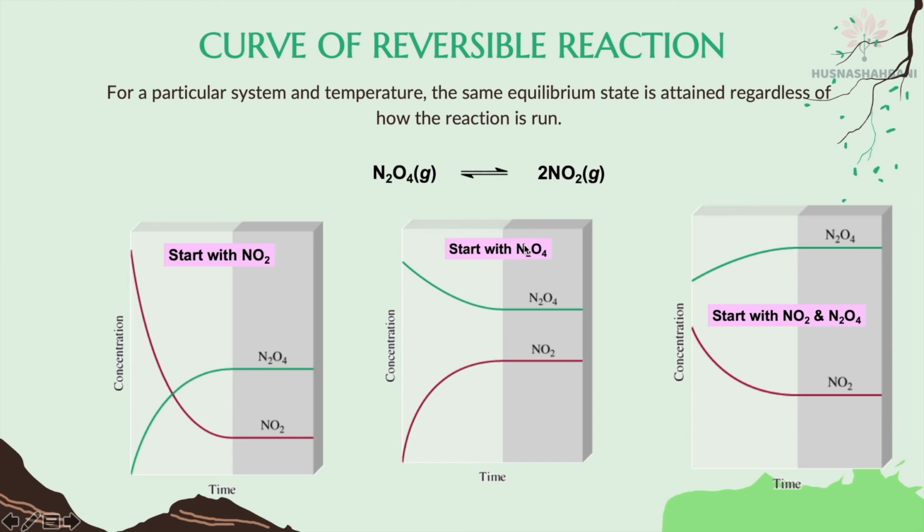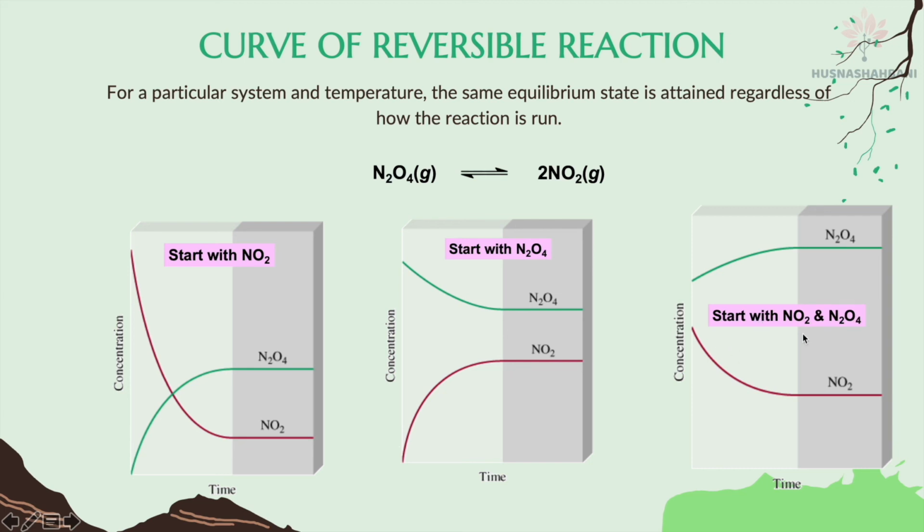Next, when you start with N2O4, you need to have a concentration of N2O4 initially. As the reaction takes place, the reactant N2O4 decreases because N2O4 is converted to become NO2. Initially there is 0 concentration of NO2 because you start with the reactant, meaning no product at first. As the reaction takes place, the concentration of the product NO2 increases.